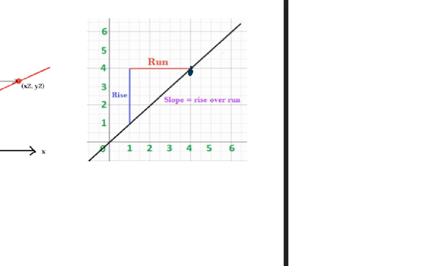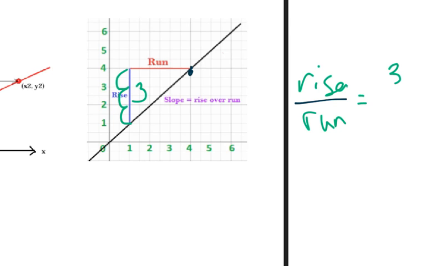So I'm going to go up and I'm going to count how far I have to go. It looks like every 2 blocks is 1. So I'm going to go 1, 2, 3. So I rise 3. So let's write the formula. Rise over run. So I definitely have to go up 3.